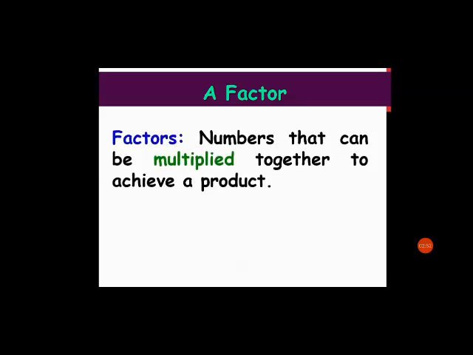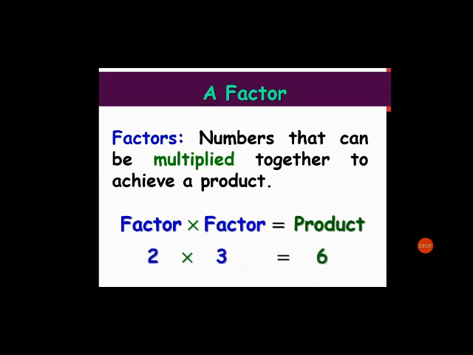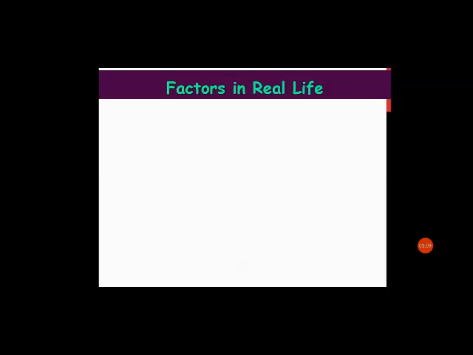So factors are numbers that can be multiplied together to achieve a product, like 1 times 12, 2 times 3 equals 6, and so on. So this means factor times factor equals product. Like here in this example, 2 times 3 equals 6. So here we call 2 and 3 factors of number 6.